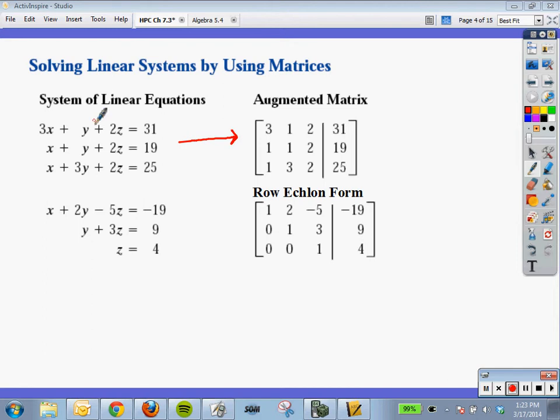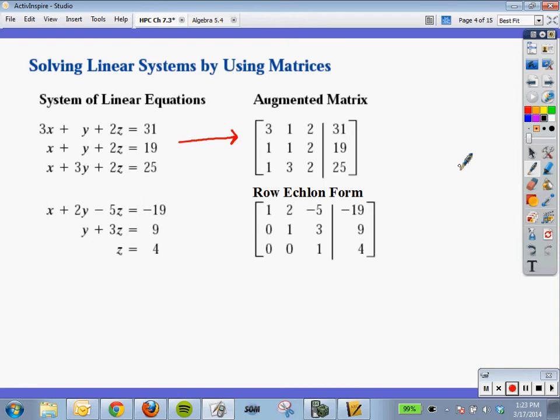We write the augmented matrix by listing each one of the coefficients of the equations in the augmented matrix along with the constant. So the 3, the 1, the 2 is located here, 3, 1, 2. And then the constant 31. We have a 1, a 2, and a 19 located in the second row. We have a 1, a 3, a 2, and a 25 listed in the third row there.